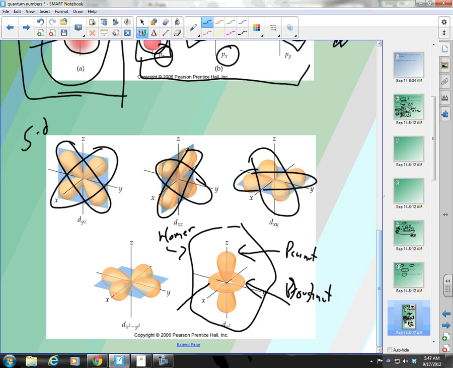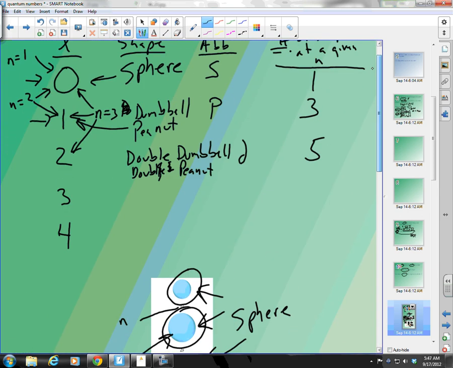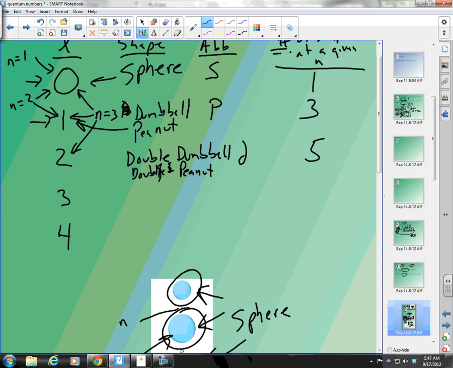Great. And when can I have 5 d orbitals? Well, let's try to clean this up a little bit. When I have n equals 3, that means I have 3 L's. I have an L equals 0, an L equals 1, and an L equals 2. And this would be my sphere, this would be my peanut, and this would be my double peanut. So I must have at least an n equals 3 for me to have a d.